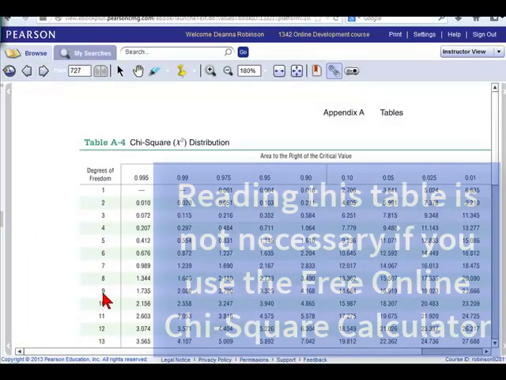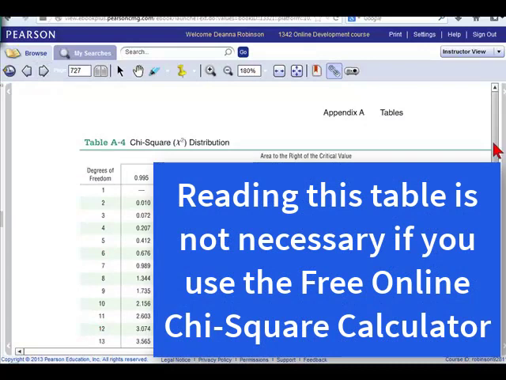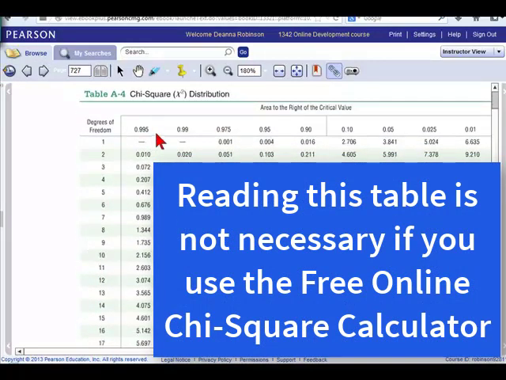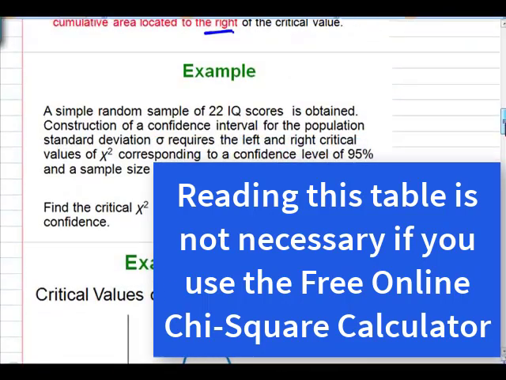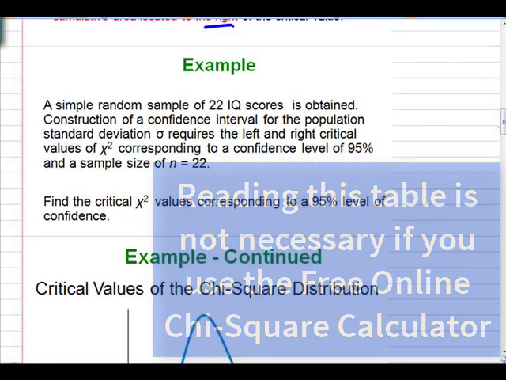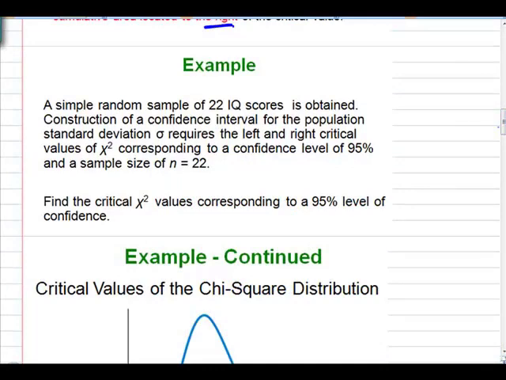So this is different. Pay attention. When we read this table, we see the degrees of freedom going down the side, and then up at the top, we have areas to the right of our critical value. So for example, a simple random sample of 22 IQ scores is obtained. Construction of a confidence interval for the population standard deviation requires the left and right critical values of chi-square corresponding to a confidence level of 95% and a sample size of n equals 22. The instructions here are to find the critical values corresponding to a 95% level of confidence.